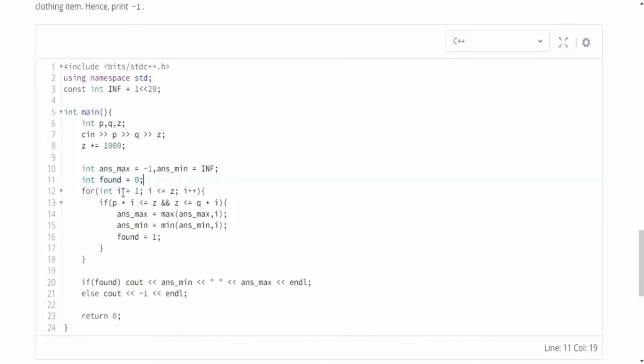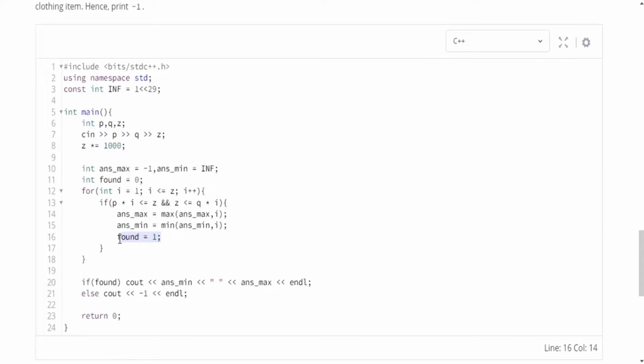So after having i number of pieces, the minimum possible length that I can construct out of these i number of pieces is i into p, and the maximum possible length that could be made out of these i number of pieces after joining them together is i into q. So we are checking whether z lies between this range or not. If it lies within this particular range, then we'll be updating our answer values. That is, the maximum value will be updated by the maximum of the previous answer max value and the number of rectangular pieces that we have selected for this particular iteration. Similarly, we'll be taking the minimum out of the previous value of answer min or the i value for the current iteration, as i indicates the number of rectangular pieces to be chosen.